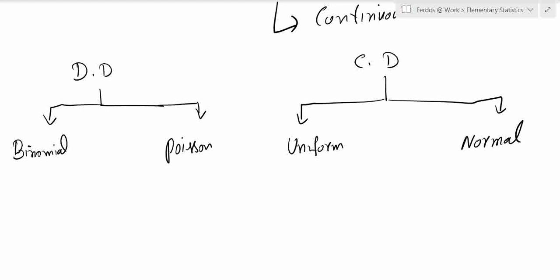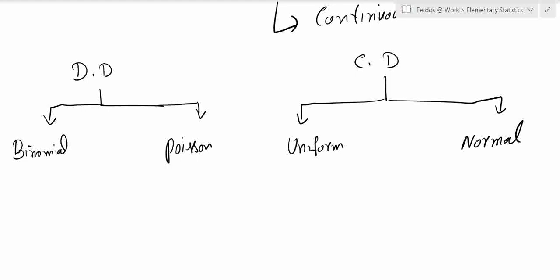Poisson is a different case. Poisson is normally related to counting. This means the number of cars entering a station, the number of patients entering a hospital, the number of customers entering a cinema or superstore. That is Poisson, and these two are discrete distributions.